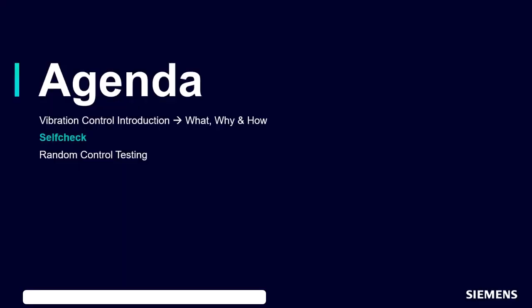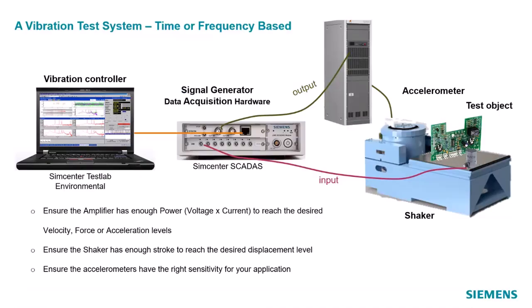So now we talk about the self-check and the importance of a self-check. Basically this is a measurement of the system transfer function where we're measuring the voltage output and measuring some response back. We want to use this to ensure the integrity of our entire test setup, including all of the hardware, including the amplifier, the shaker, and the response of our sensors.